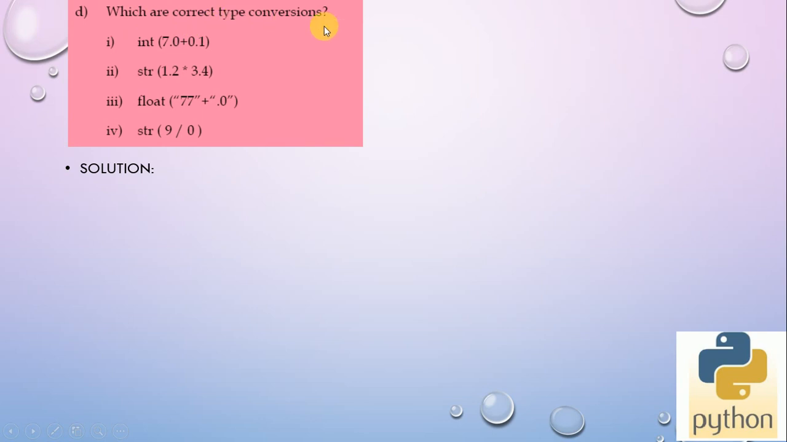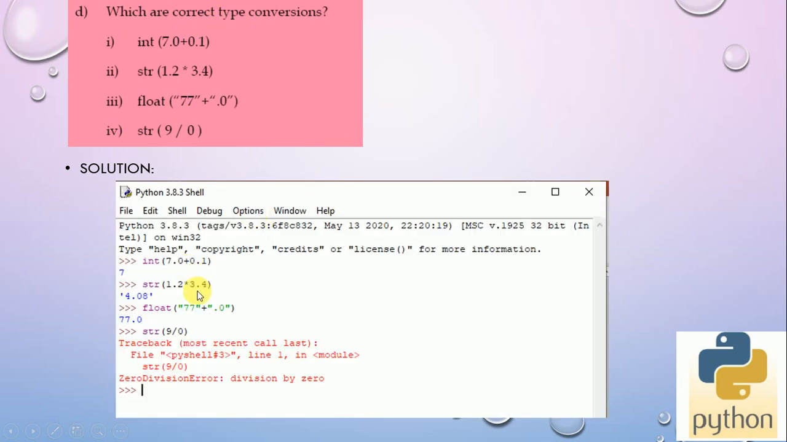Next question. Which are correct type conversions? Let's check. int(7.0 + 0.1). See here, the answer obtained is a floating point number. It is converted into integer, so that we got the answer 7. Now str(1.2 * 3.4). Whatever is obtained is converted into string. That's why it's obtained within the quotes.